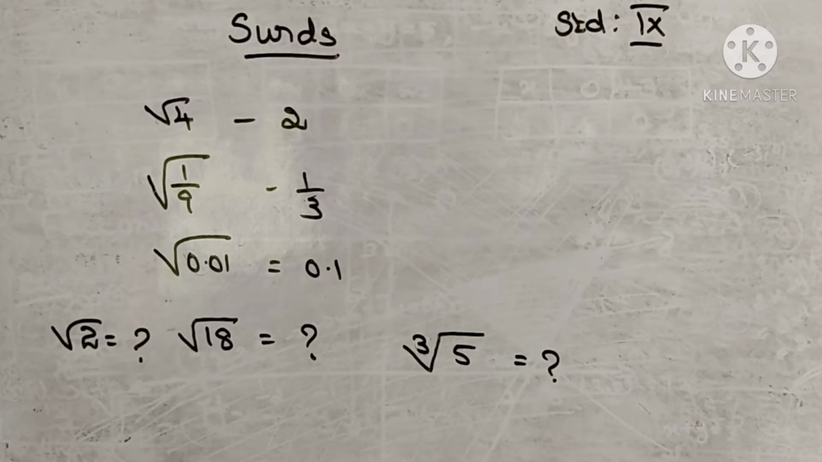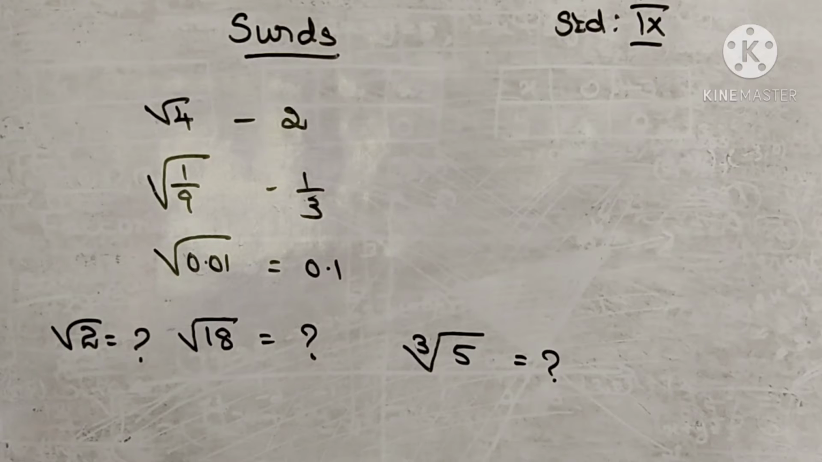Surds are unresolved radicals. You cannot find out the root value. Listen, such as the square root of 2, the cubic root of 5, root 18, etc. They are irrational roots of equations with rational coefficients.